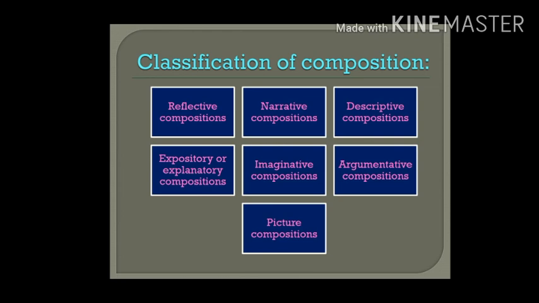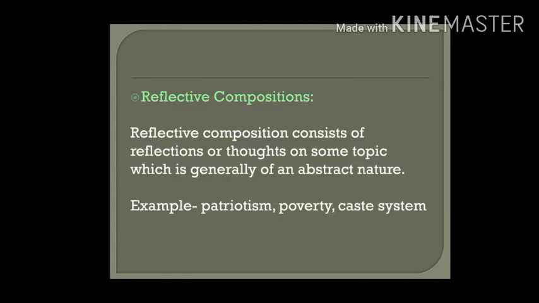Classification of composition. Compositions may be classified as reflective compositions, narrative compositions, descriptive compositions, expository or explanatory compositions, imaginative compositions, argumentative compositions, and picture compositions. Reflective composition consists of reflections or thoughts on some topic which is generally of an abstract nature. Example, patriotism, poverty, caste system, etc.